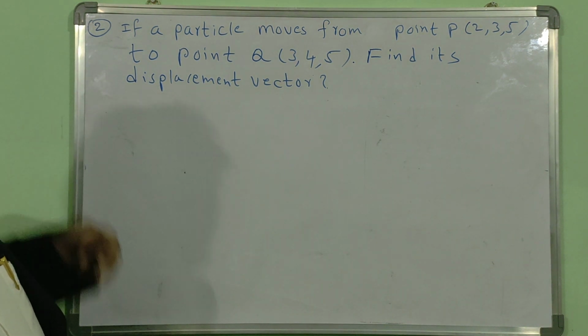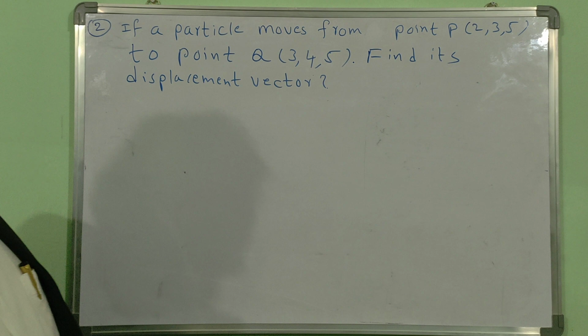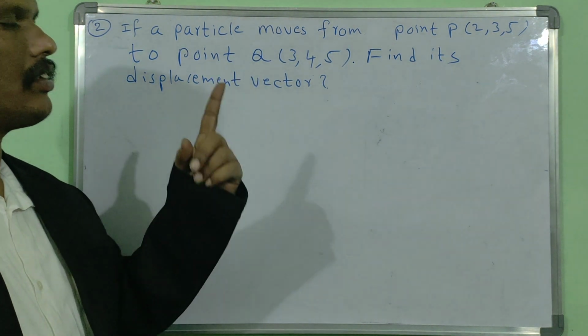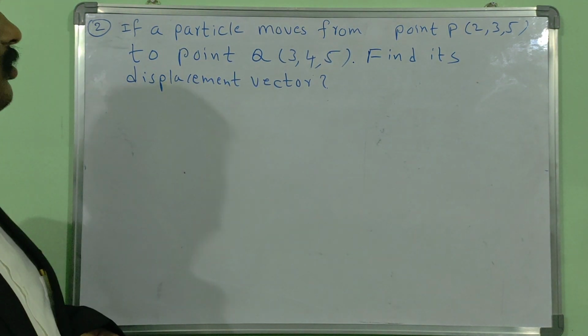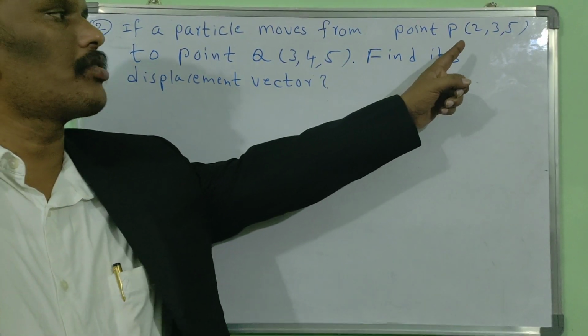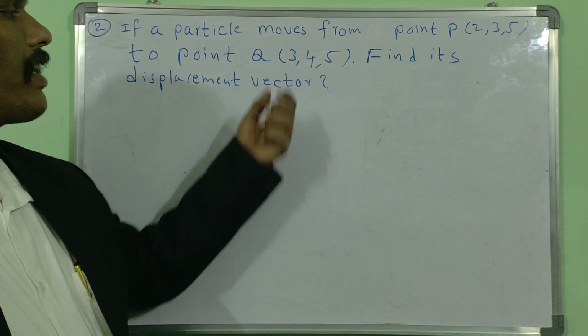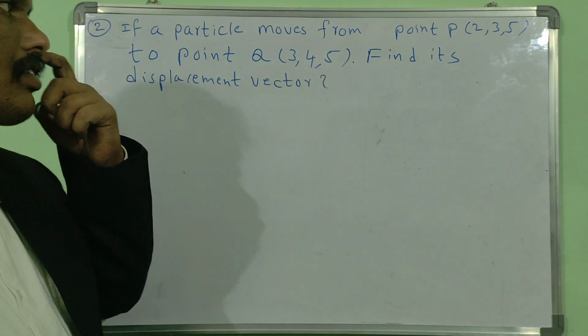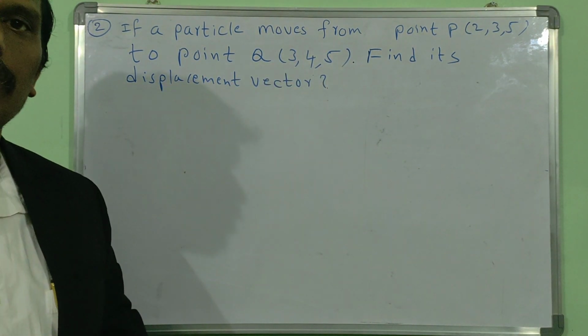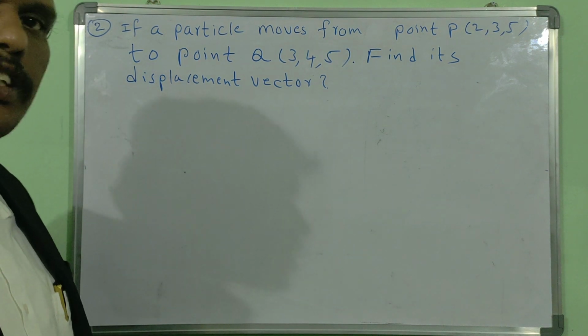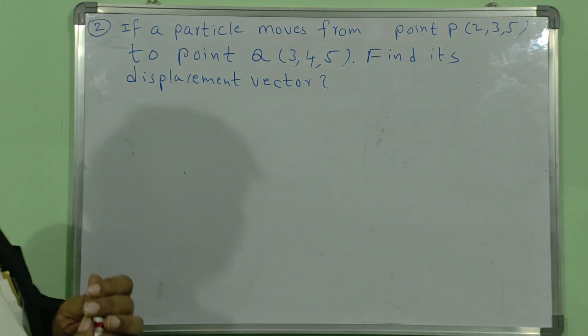Okay student, this is the second problem. If a particle moves from point P (2, 3, 5), that is the initial position of the particle, to point Q (3, 4, 5), this is the final position of the particle, we need to find its displacement vector. How to calculate, we will see.